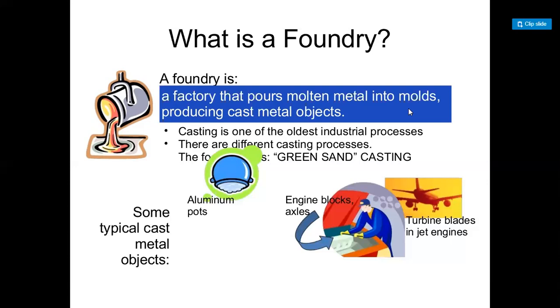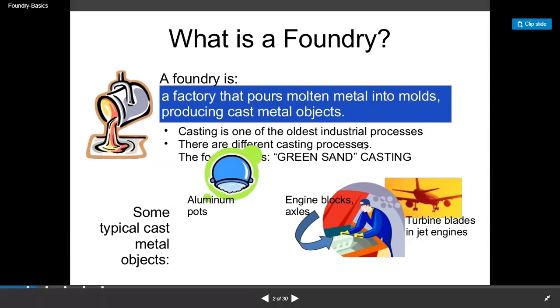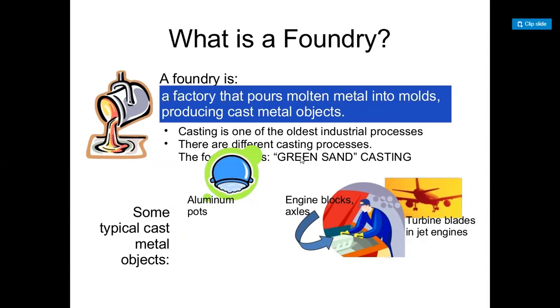Casting is one of the oldest industrial processes. There are different casting processes. Okay, so it mainly uses green sand. In the casting process, green sand is used. So mainly here it will use green sand in the casting method. So some typical casting methods, you can see in the diagrams.